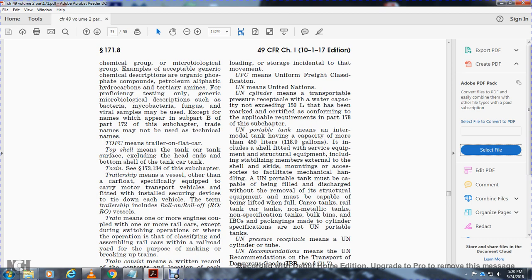Train means one or more engines coupled with one or more rail cars, except during switching operations, where the operation is classifying and assembling rail cars within railroad yards for the purpose of making up or breaking up trains.